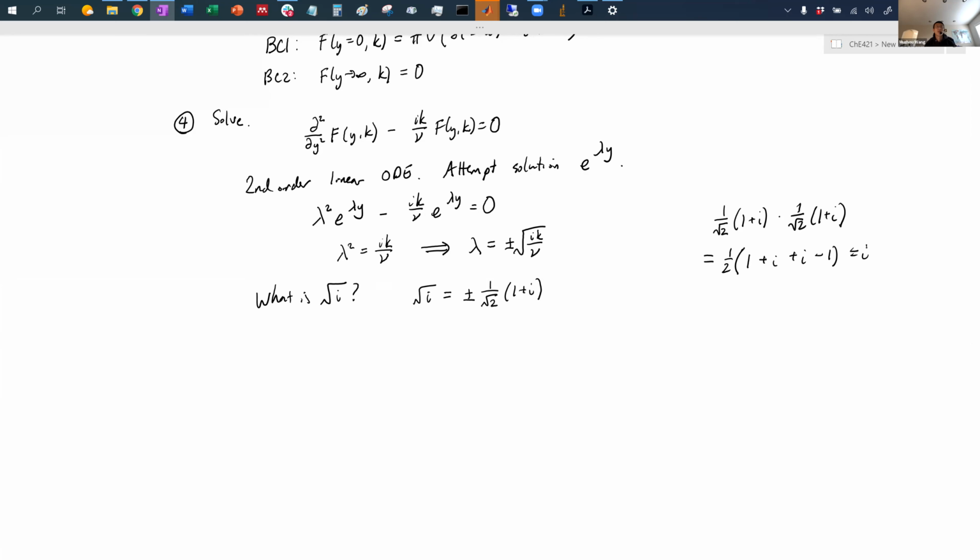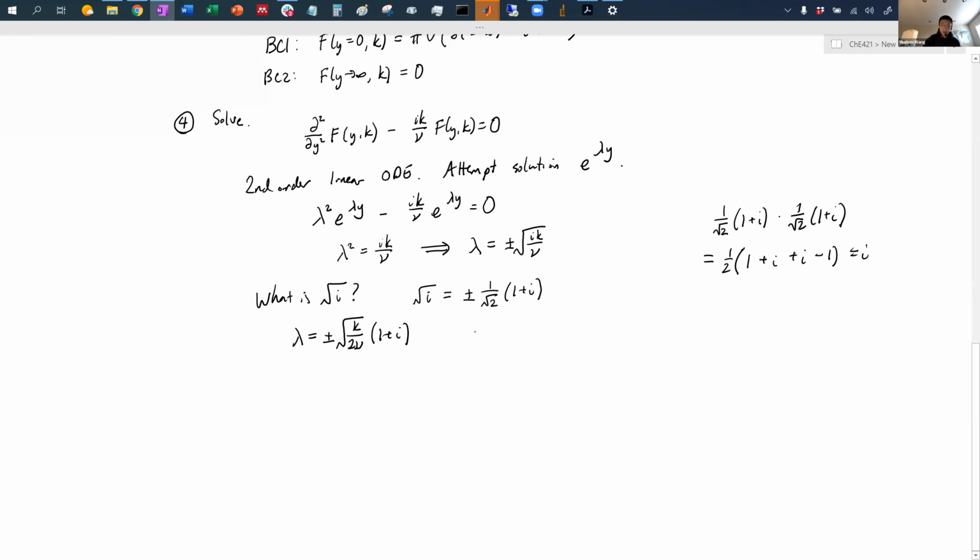If someone wants to ask me later on, maybe at the end of class, how I just randomly pulled the 1 over square root of 2 times 1 plus i out of nowhere, I'll explain to you how that actually comes about. Okay. But for now, let's go ahead and move on. What this implies then is that lambda is equal to plus or minus square root of k over 2 nu times 1 plus i.